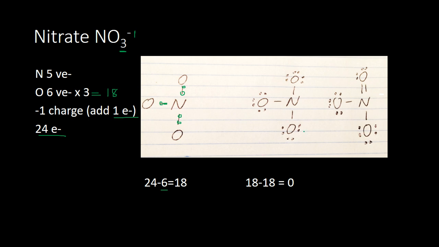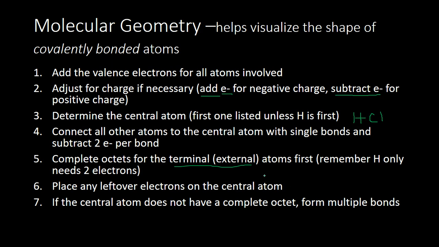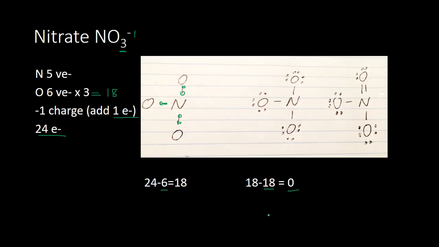So we've used now 6 plus 6 plus 6, 18 electrons to do our terminal octets. We're down to 0. Now we're finally going to use this other rule: complete the octets, place any leftover electrons on the central atom. We don't have any. If the central atom does not have a complete octet, which is where we are now, form multiple bonds.